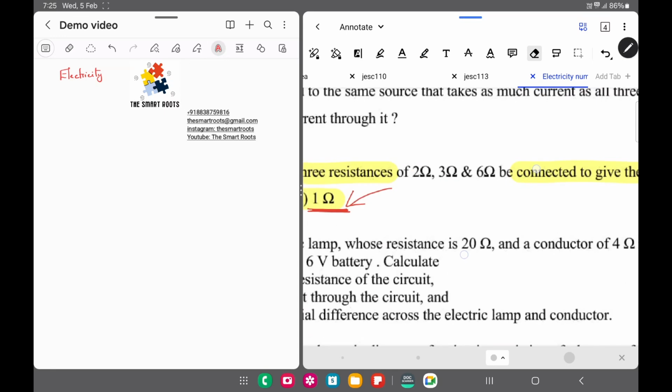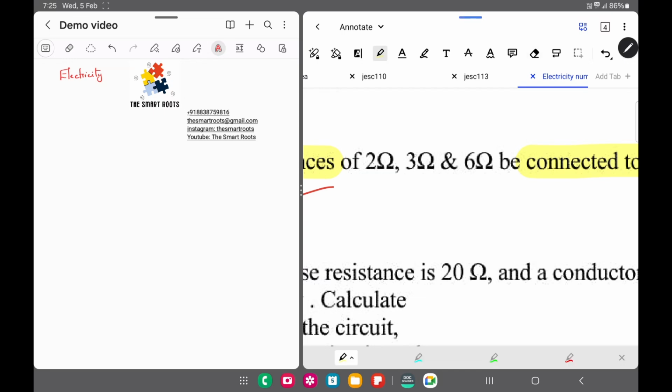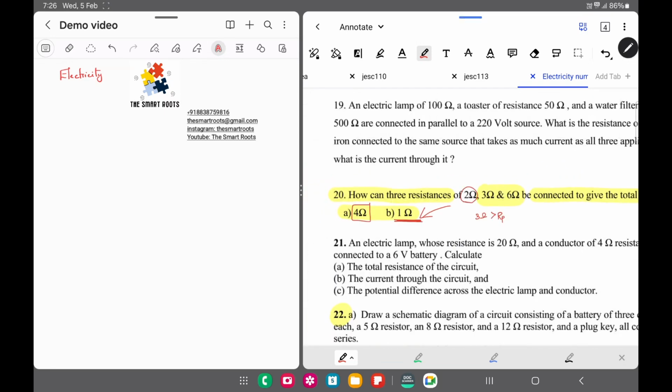Look at the case of 3 and 6. Can we connect these two in parallel? If you connect these two in parallel, you will get a resistance which is of course less than 3 ohm. If you add that to this 2 ohm, maybe you can get 4 ohm, right? So that is the combination we are going to try now.